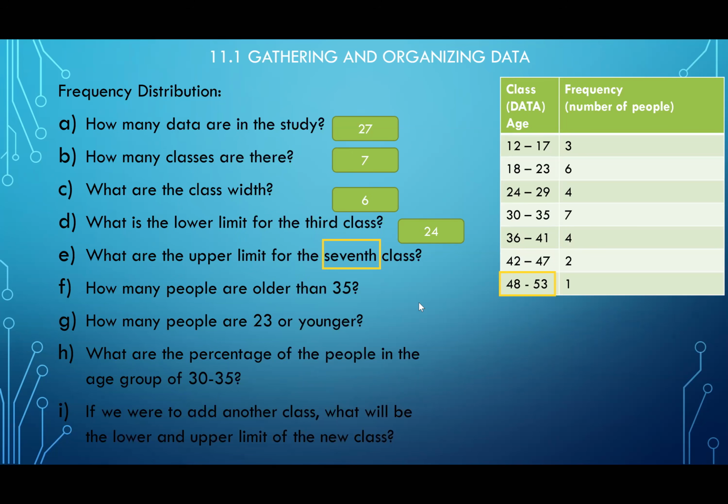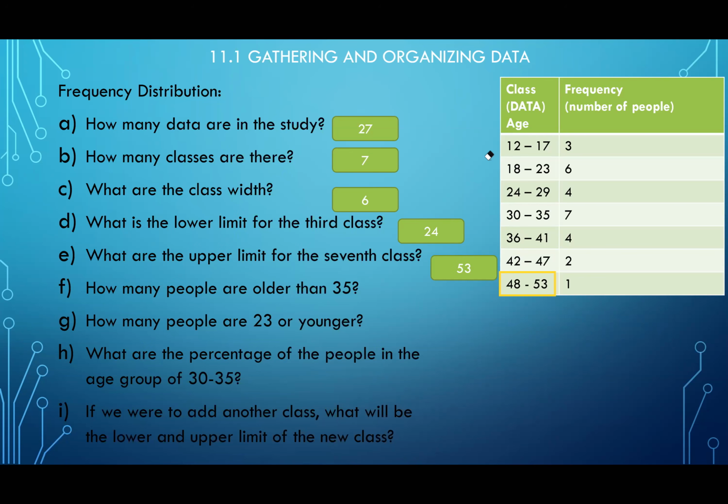So again, your class consists of two things: a lower limit and an upper limit. The lower limit is the smaller number. The upper limit is the bigger number. So again, that is self-explanatory. It just depends on what class they ask you. So that is the question with the first 5 questions.